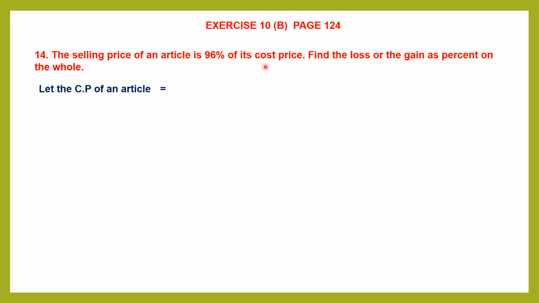So let's begin by saying let the cost price of an article be X. We can consider it to be X. You can also take it as 100. Okay, so let's consider this to be X. That means the selling price is 96% of the cost price, which means 96% of what is the cost price we said? We said let the cost price be X. So 96% of X, that means 96 by 100 into X. So multiply this, it becomes 96X by 100. So this is the selling price.